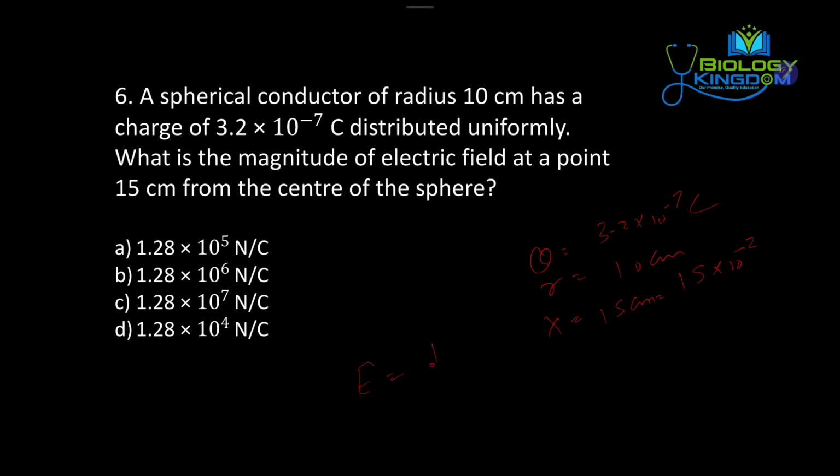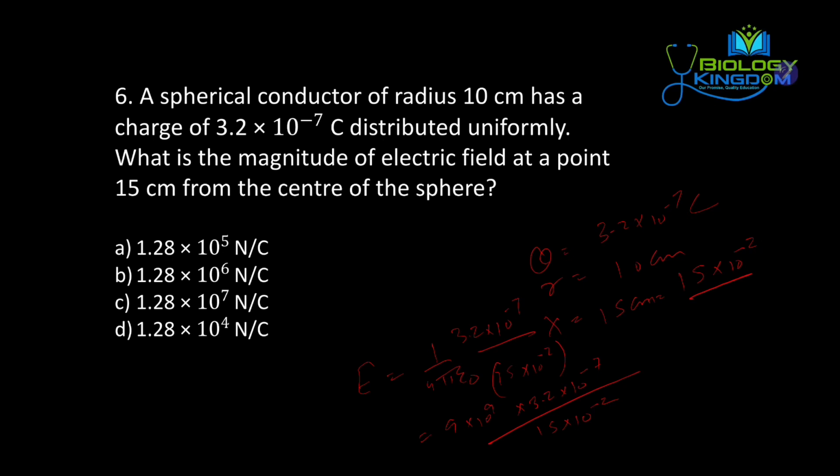What is the formula of electric field? 1 by 4 pi epsilon naught Q by r square, the distance square. Q is 3.2 into 10 raised to power minus 7. Here the distance is this, so 15 into 10 raised to power minus 2, and the value of 1 by 4 pi epsilon naught is 9 into 10 raised to power 9. So 9 into 10 raised to power 9 into 3.2 into 10 raised to power minus 7 upon 15 into 10 raised to power minus 2. If I solve this, we'll get the value of electric field.